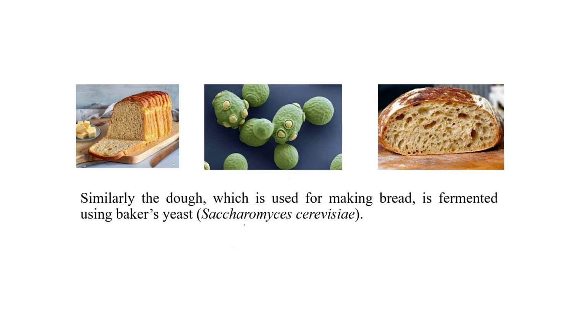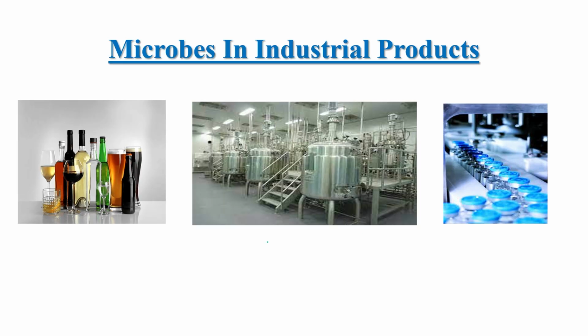Similarly, the dough which is used for making bread. Okay, so here baker's yeast or Saccharomyces cerevisiae is mainly used for the fermentation purpose. The puffiness of the bread, or these large holes, is again produced because of the production of large amount of carbon dioxide. Okay, so these are some examples in which microbes help us in household products.